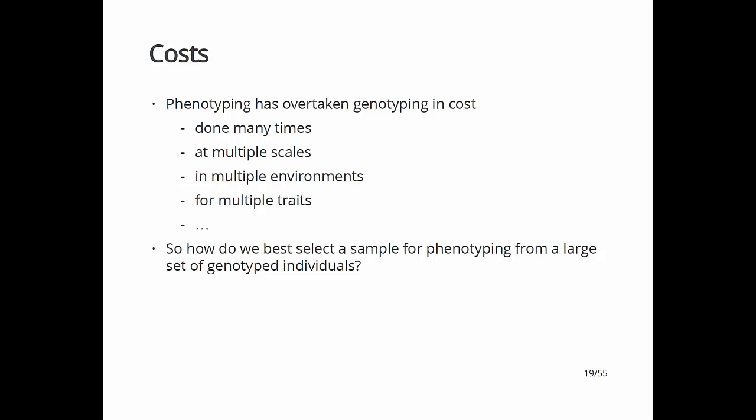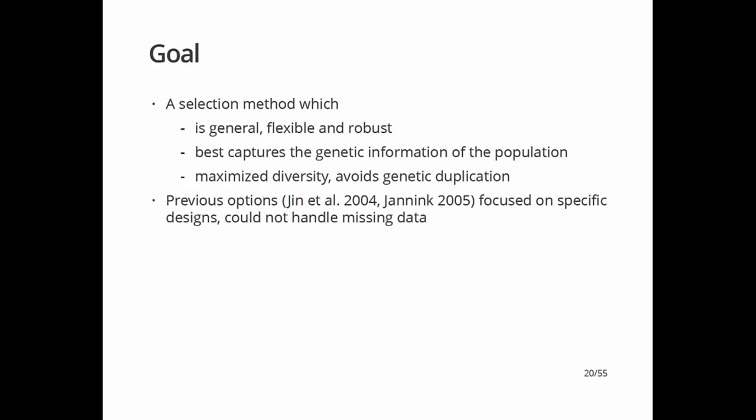randomly picking plants? And so the goal was to come up with a selection method which was general, flexible, and robust. That meaning it could deal with missing data, it could deal with different types of designs, and that it was easy to do, basically, and that best captured the genetic information in the population. So we try and use the genetic information to inform which lines we're going to select for phenotyping.